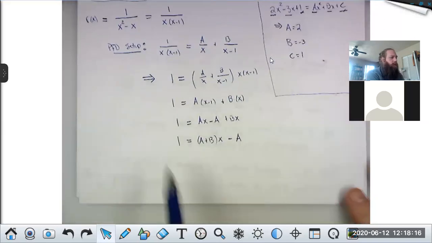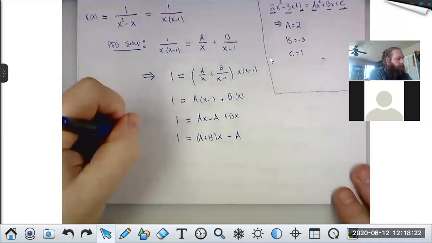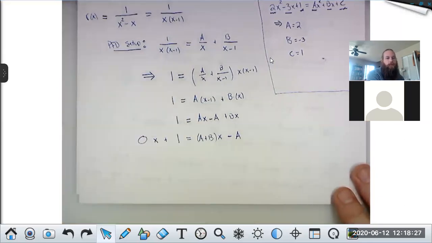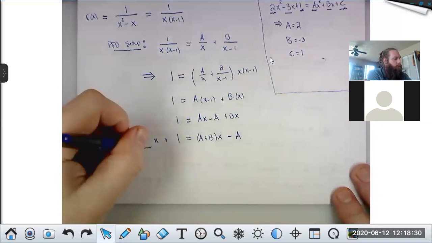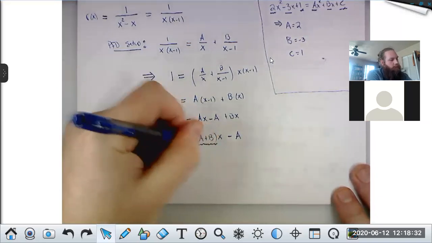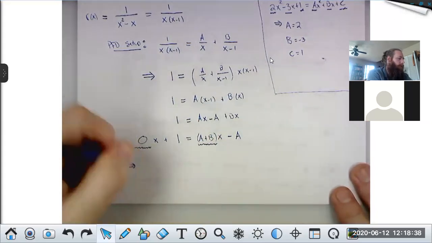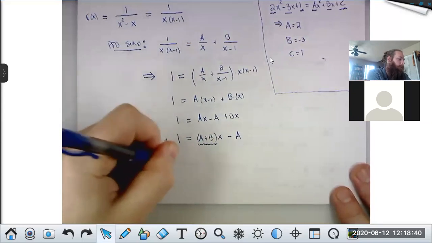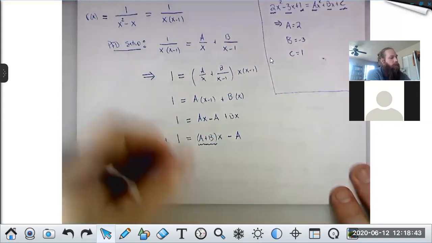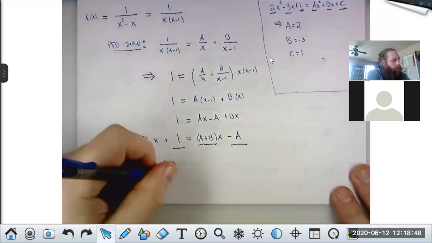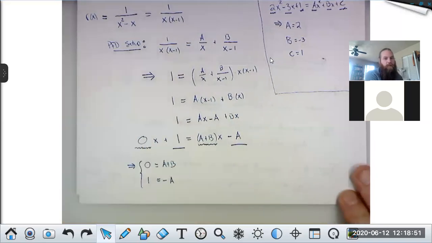I'm going to apply that logic here. I think of my left-hand side as 0x plus 1. The coefficient of x on the left is 0. The coefficient of x on the right is a plus b. So this tells me that 0 has to be equal to a plus b. And the constant terms have to match. So 1 has to be equal to negative a. And this is a system of linear equations, which we can solve for a and b.